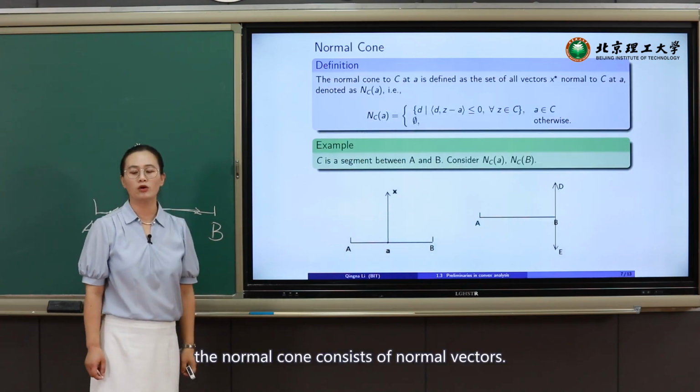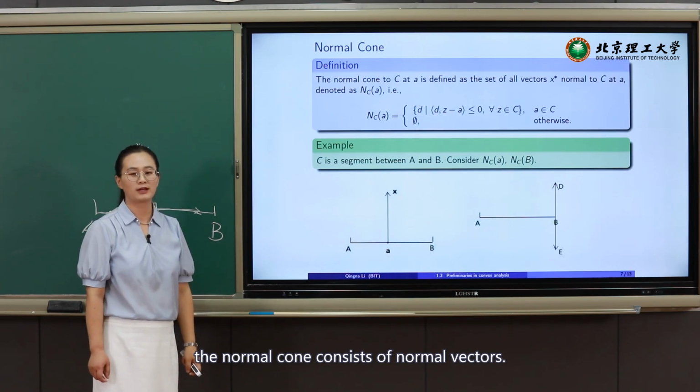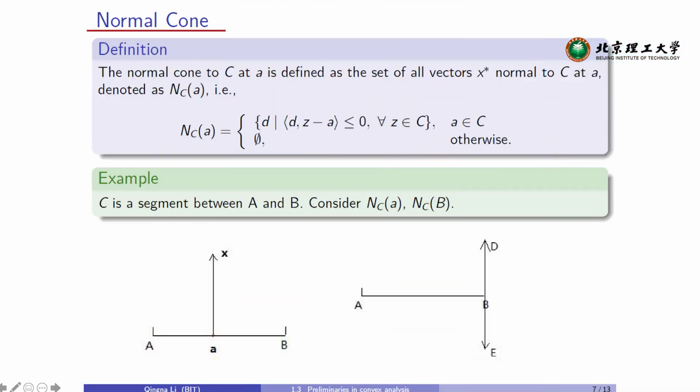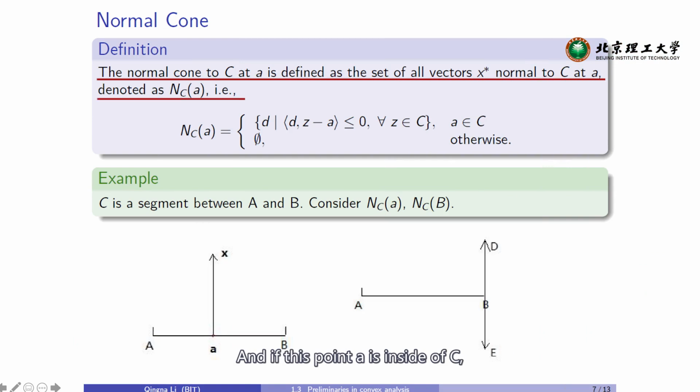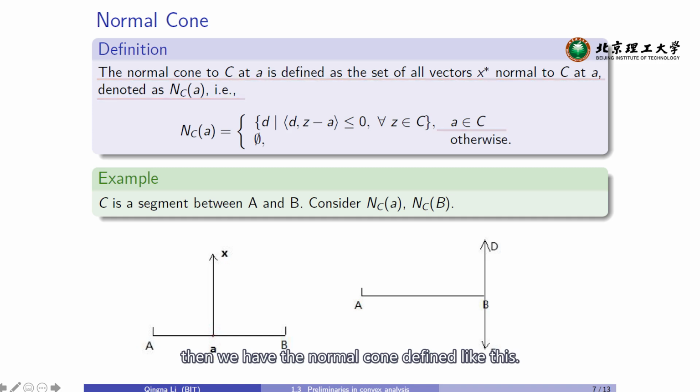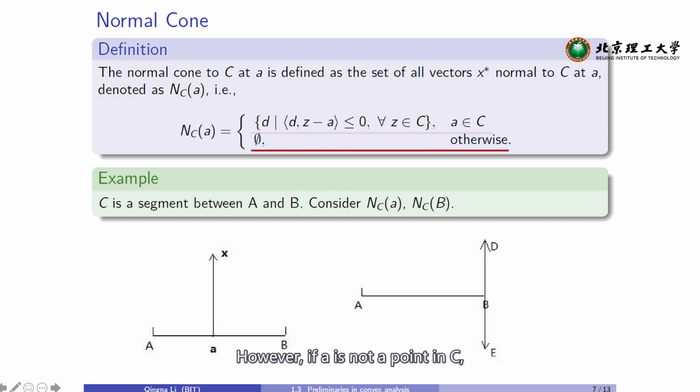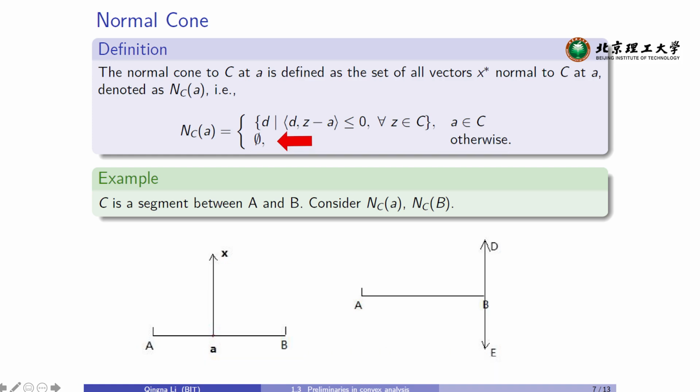Now, the normal cone consists of normal vectors. So we have the definition of the normal cone here. If this point A is inside of C, then we have the normal cone defined like this. It actually consists of normal vectors. However, if A is not a point in C, then we define this normal cone as an empty set. This is the definition for the normal cone.